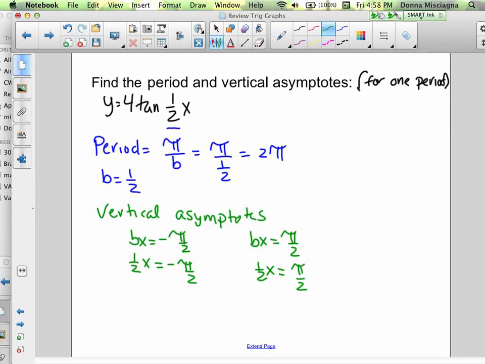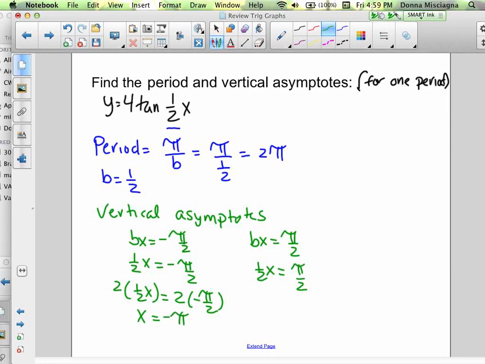How do you get rid of the 1/2? Just multiply both sides by 2. So I have 2 times 1/2 x equals 2 times negative pi halves. 2 and 1/2 is just x. The 2's cancel, leaving negative pi.